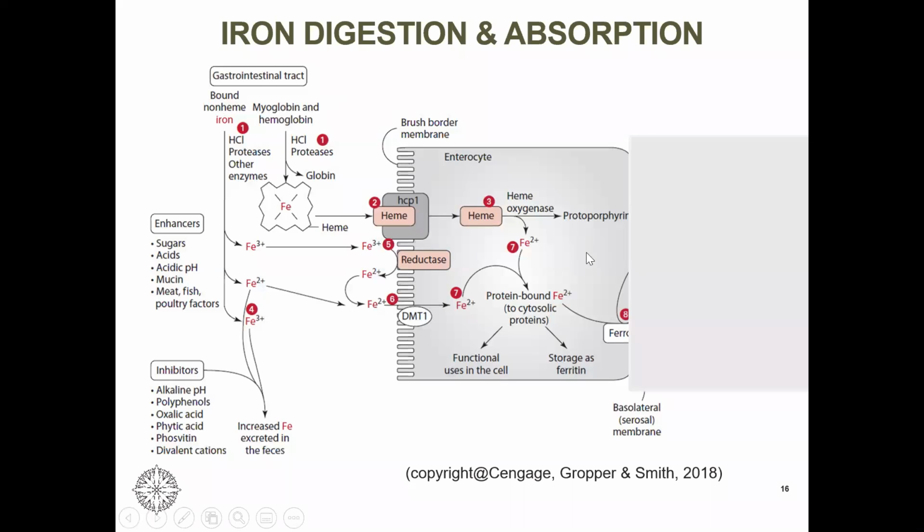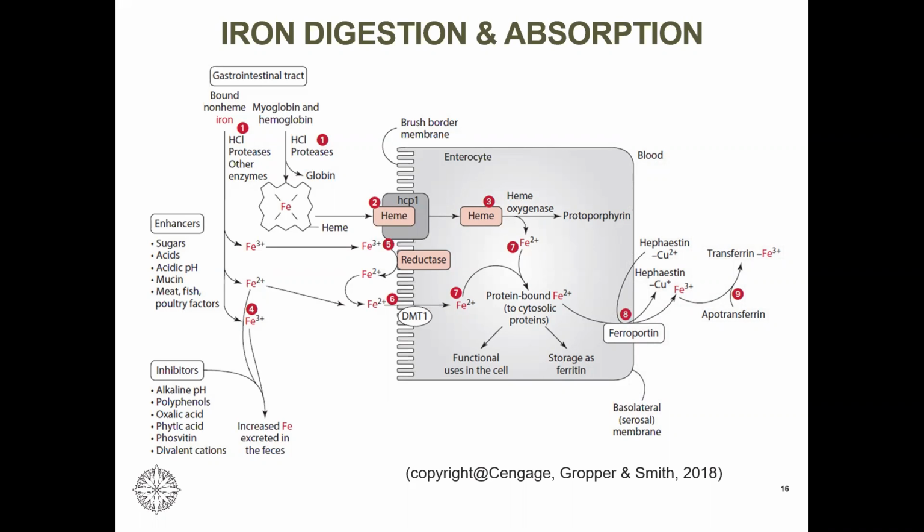Rest of it will bind to a transporter at basolateral layer, and the name of that transporter is ferroportin. Okay. So remember that one. If you have your tables, you're filling it. Transporter for iron at basolateral layer is called ferroportin. I remember it as a portal for iron.